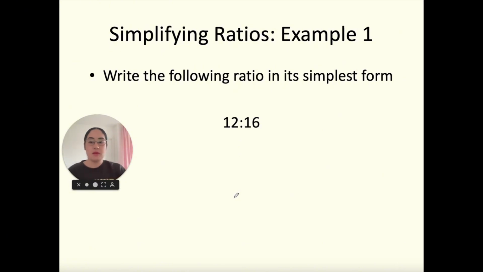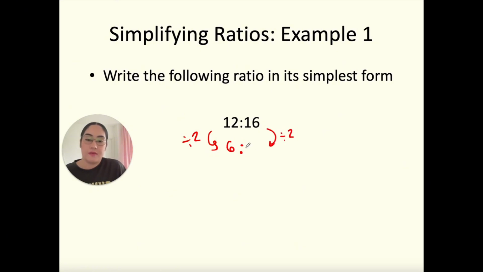So write the following ratio in its simplest form. The key word there is simplest form. That means we're going to find the factors of these two and divide both parts by the same number. So let's say I divide by 2. 12 divided by 2 gives me 6. 16 divided by 2 gives me 8. Right, I have 6 to 8. It's simpler than what I started with, but it's not the simplest form.